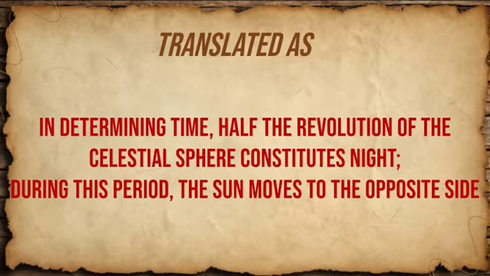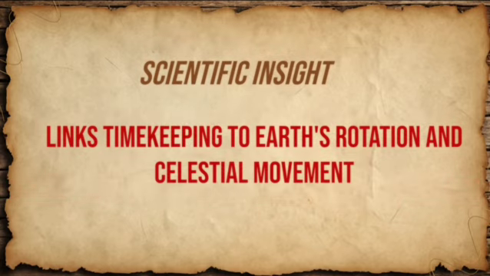The following shlok translates as: in determining time, half the revolution of the celestial sphere constitutes night. During this period, the sun moves to the opposite side. It states that day and night are caused not by the sun moving, but by Earth's rotation.